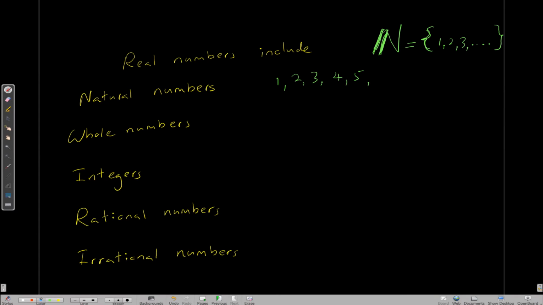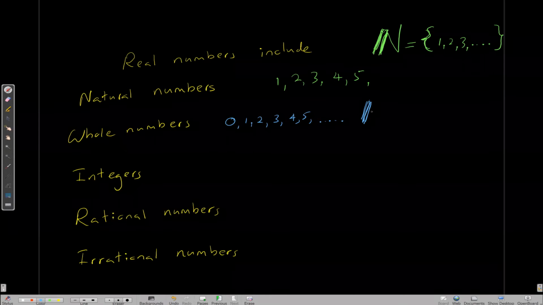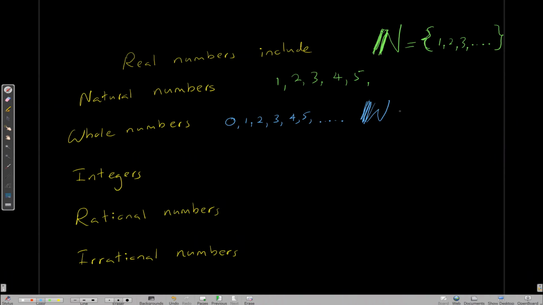Now next, whole numbers. It's exactly like natural numbers, but with one more number, 0. 0, 1, 2, 3, 4, 5, and so on. Now the 0 was included into the number system later, so that may be the reason why it came like this. Anyway, for whole numbers we use W, again with a double line on the left side, and inside curly parentheses 0, 1, 2, 3, like that.